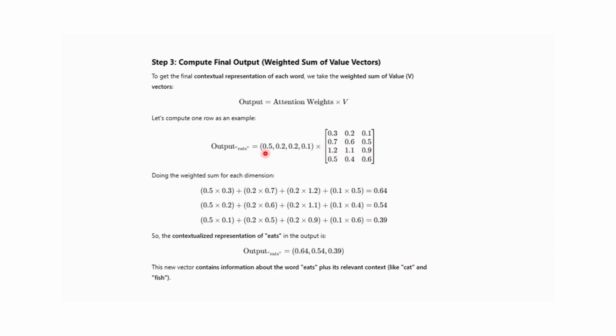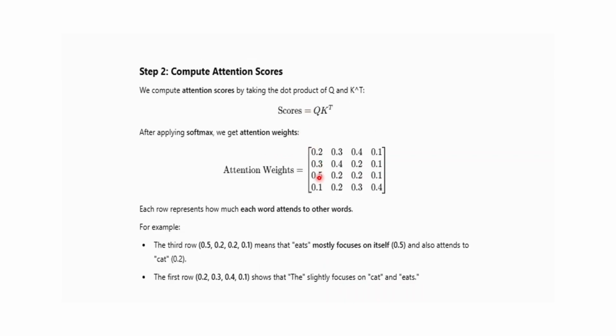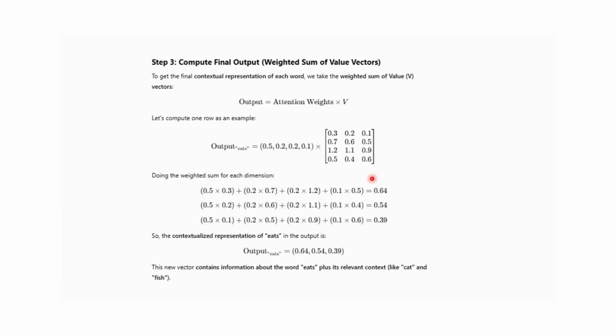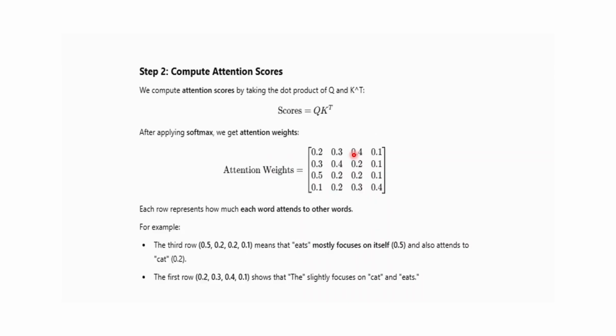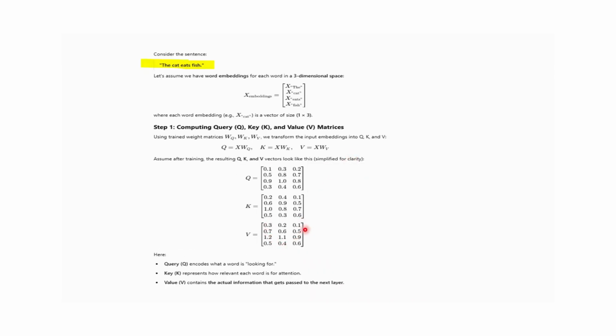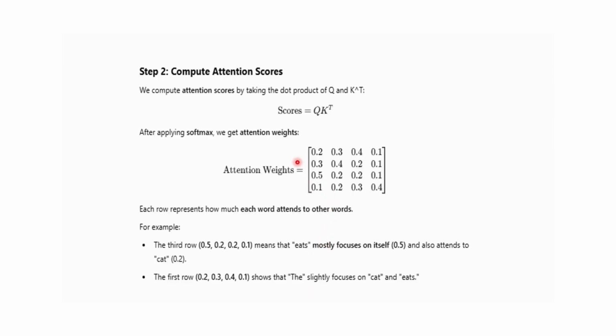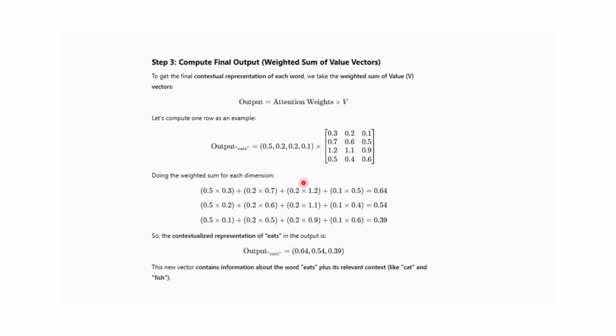Okay, so now we got the word output as eats. We got 0.5 from this vector. So we take this vector and multiply it by the value vector. From here we got the value vector, and this is the final. I'm sorry, so this is the value vector. So we are taking a multiplication, and finally we get the richer context representation.